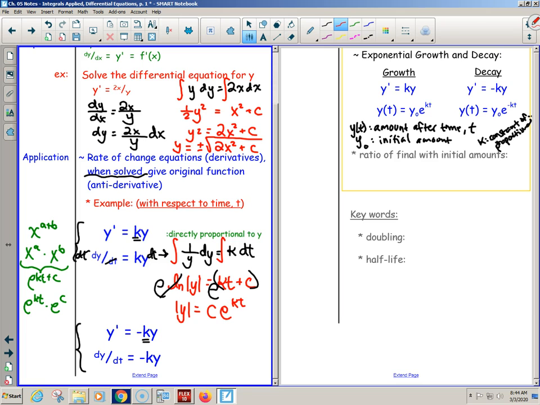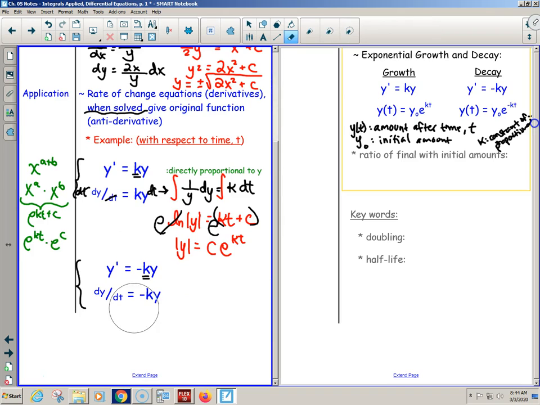So by similar logic, if I did the exact same thing with this guy, what I would end up with would be my y of t is equal to, well, I guess we'll leave that snazzy language over there. Absolute value of y is equal to c e to the negative kt. Positive k shows growth. Negative k indicates negative growth or decay. Whoa. So this is where this exponential growth equation comes from.